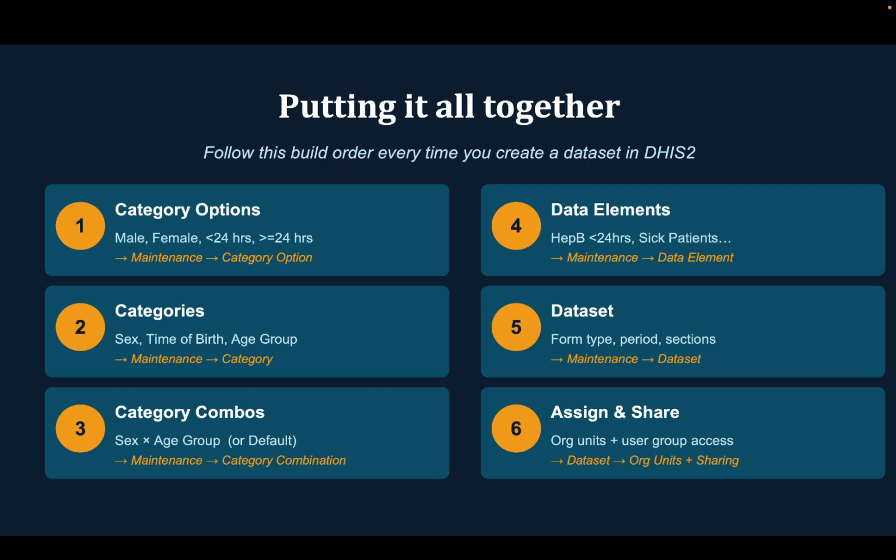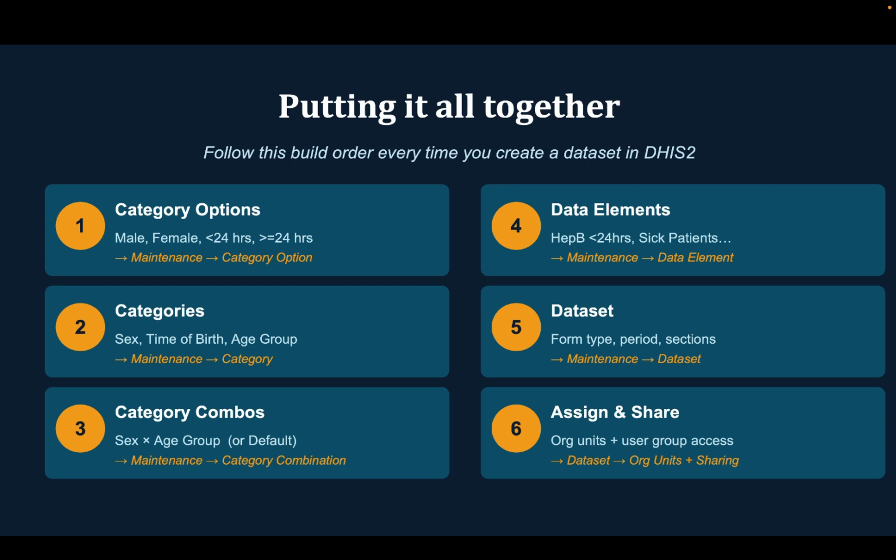First, we will identify the category options. Then we will create the categories. Then we will create the category combinations. Then we will come to data elements and create the data element. Once the data element is created, we will create the data set, the form itself in the application, and then only we will be able to assign this form to different users, or different health facilities or islands, or different things. But the process remains the same.